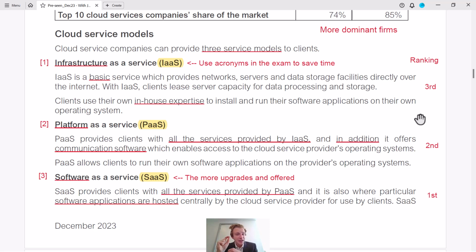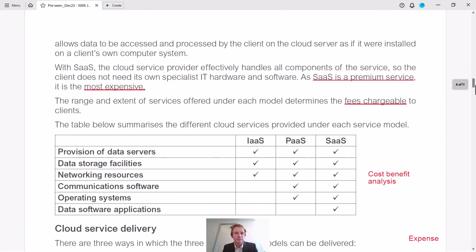And finally, the highest rank, number 1 for your notes, software as a service, SaaS, more upgrades, more offered as a result, and therefore all services provided by PaaS, and the software applications are hosted centrally by a cloud-based service for clients. So it goes on to a few more details on the next slide, but it's just so that you can see that SaaS is a premium service, the most expensive on there, and they have a range and extent of services offered. The model determines the fees chargeable for it. So in other words, SaaS, because they offer more, is at a higher cost to the companies and to the clients which they charge, but you get more for your money.